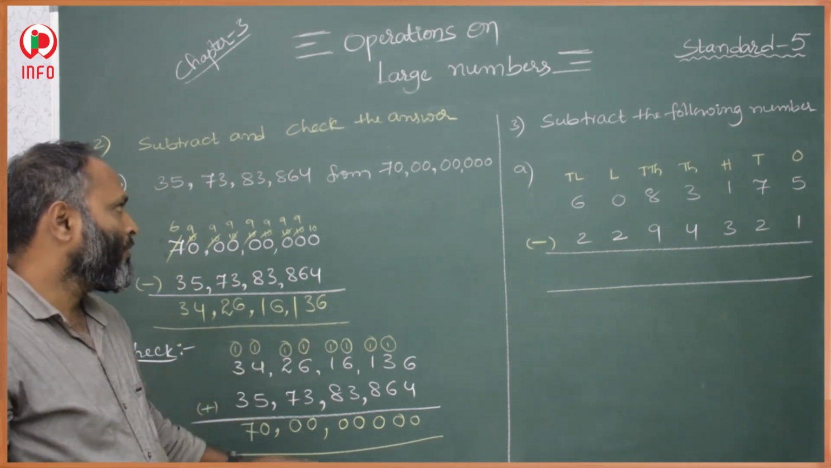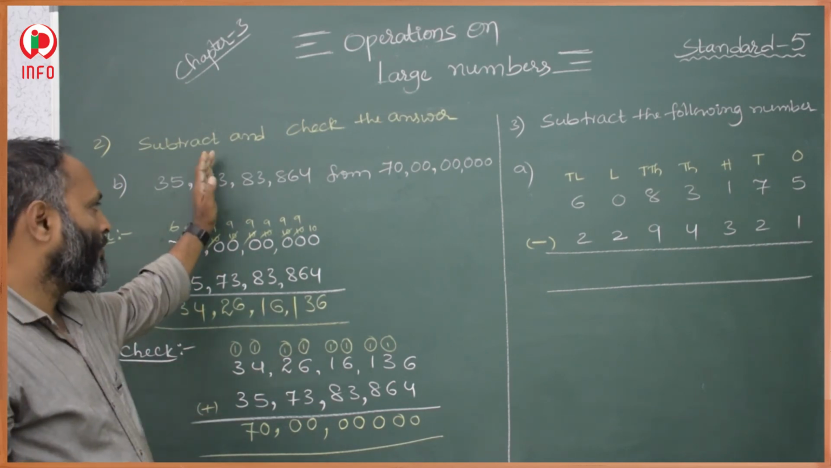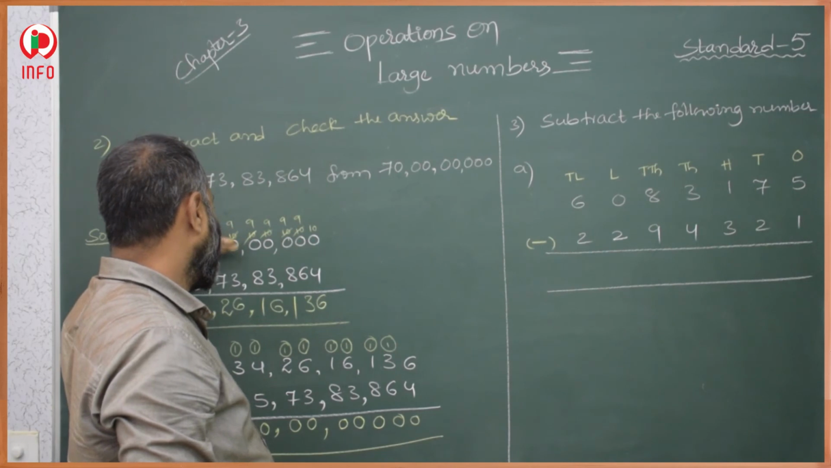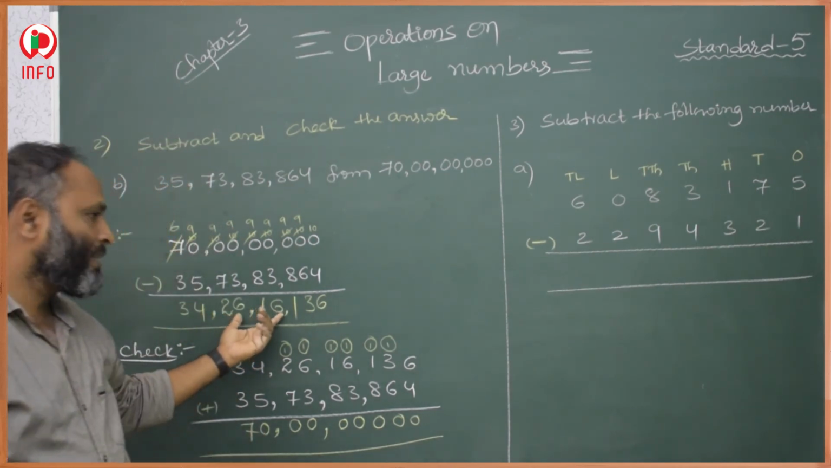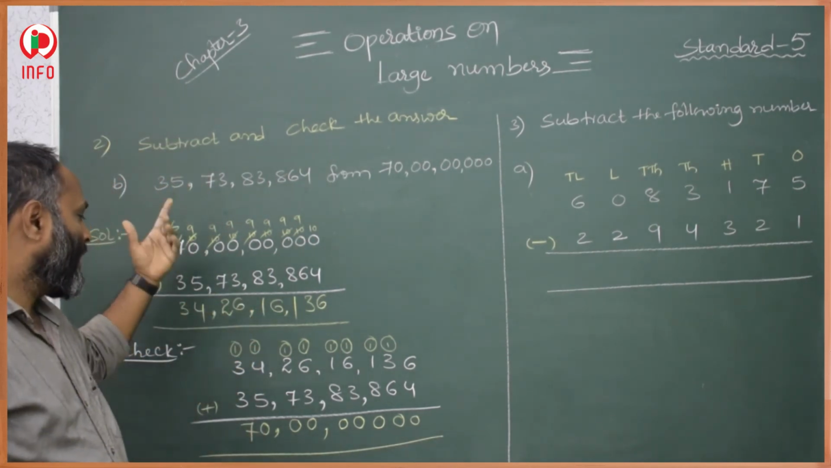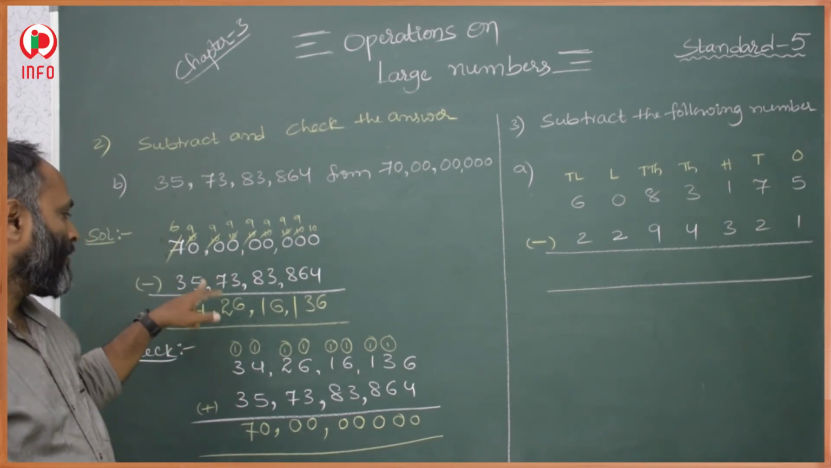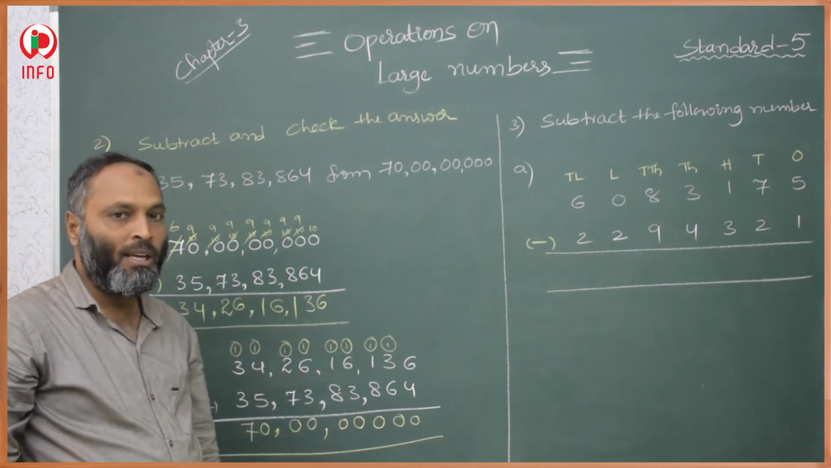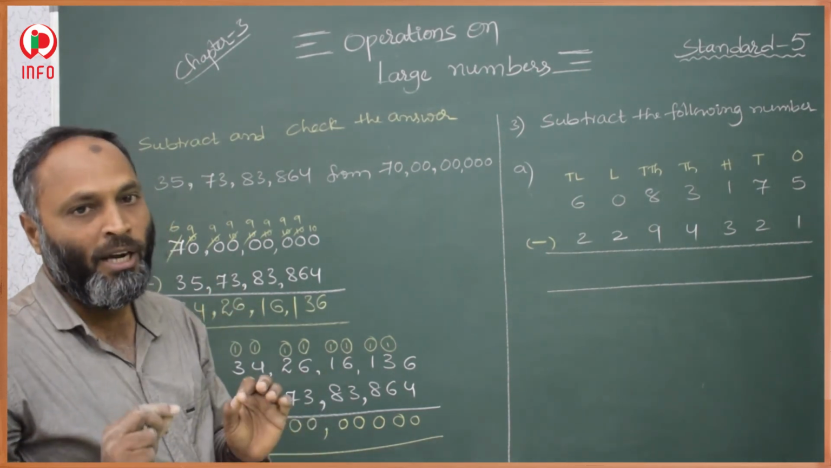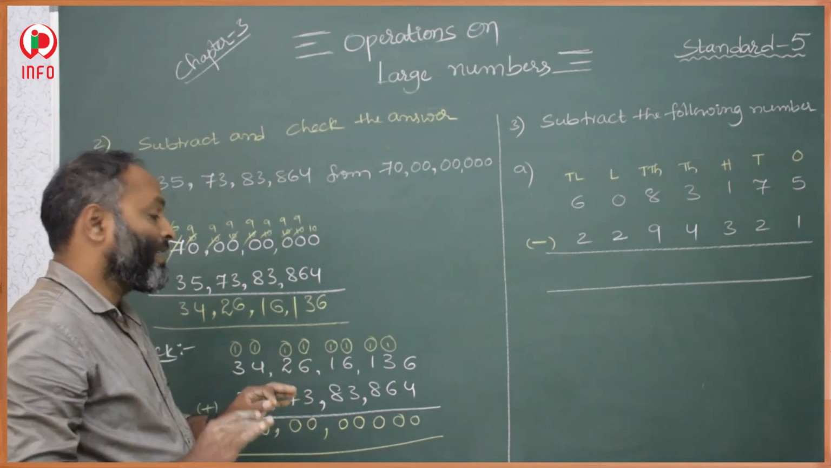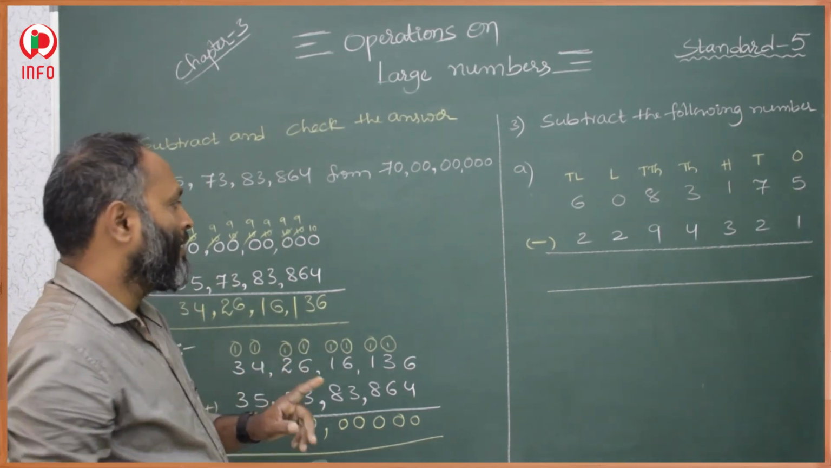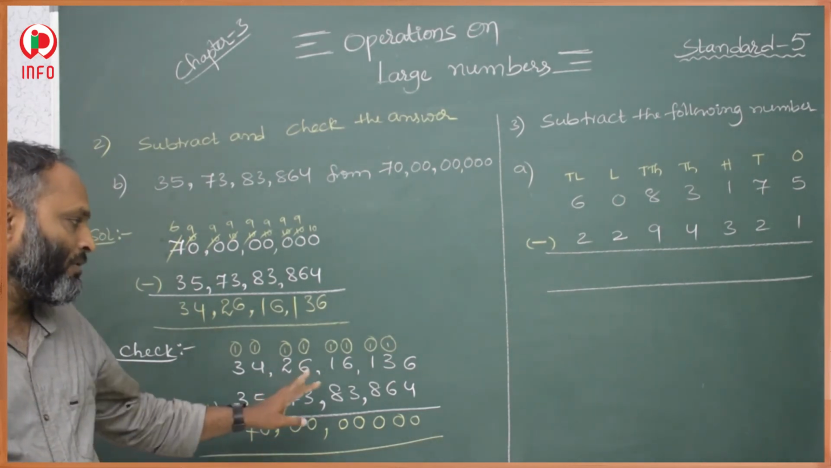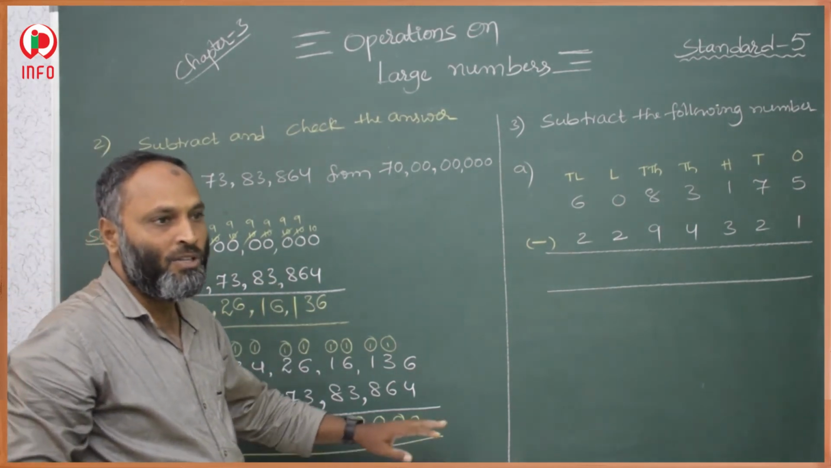This is the way how to check. How to check? First we have to find the difference. This is the minuend, this is the subtrahend. Minuend minus subtrahend. After completing our subtraction, again we have to check. First we have to take the difference, then after that the subtrahend. After adding both, difference and subtrahend, we should get the minuend, that is 70 crore. So here we got 70 crore. So our answer is correct. This is the way to check.